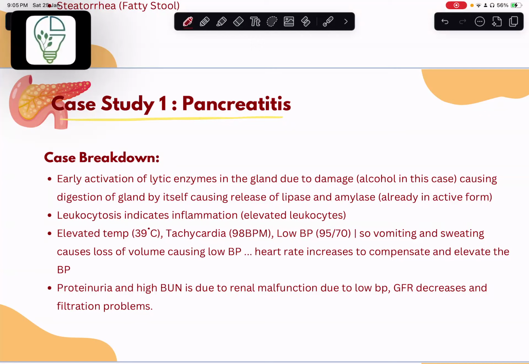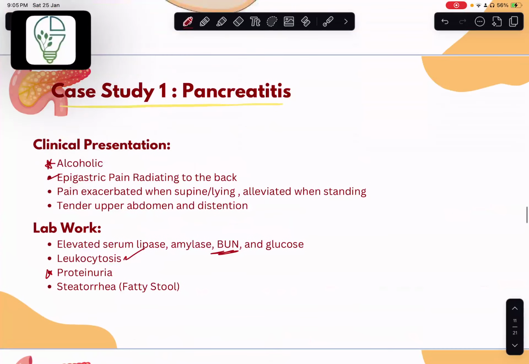And as we said, there are some enzymes that are active, lipases and amylases. And who knows, proteases can get activated in such cases. So basically, the enzymes are released into the pancreas, they are activated, and the pancreas starts autodigestion, eating itself inside out. As we said, leukocytosis is indicative of inflammation.